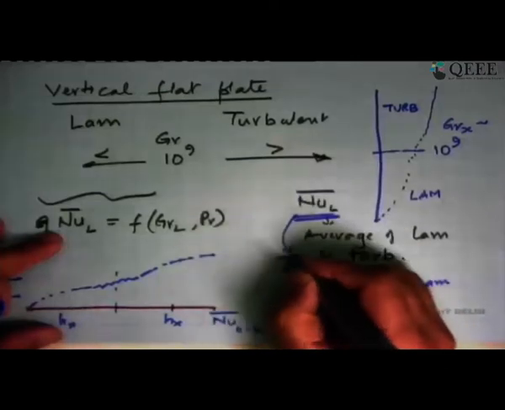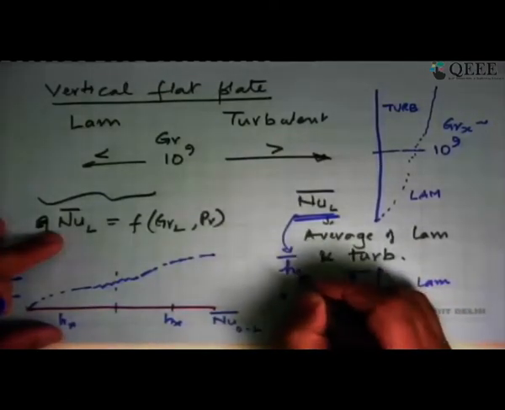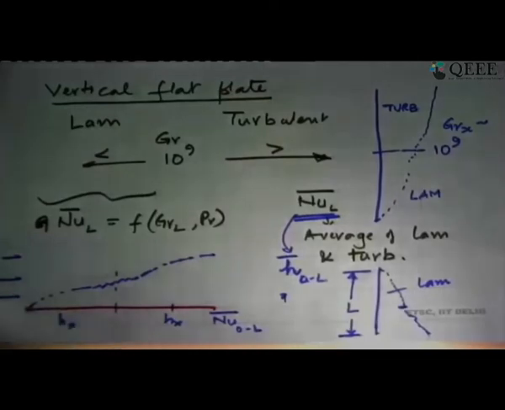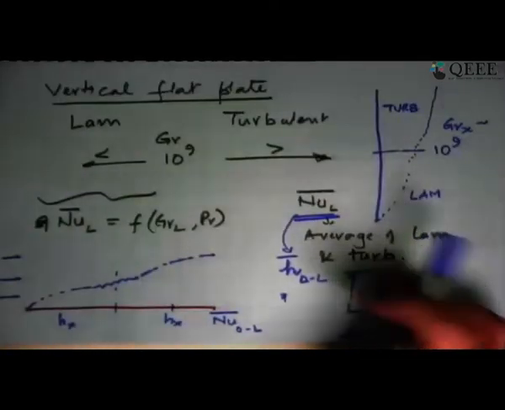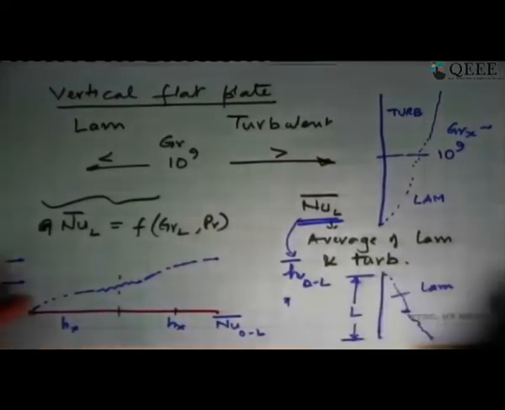Okay. So what the average Nusselt number does is give us the average heat transfer coefficient for the whole plate, 0 to L. So that's what we want for total heat transfer from the plate. It camouflages what happens at the local points.